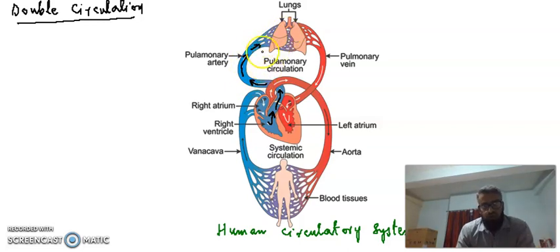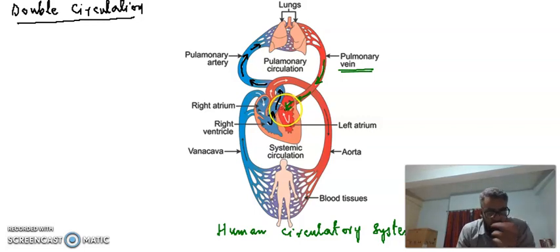This deoxygenated blood is transported to the lungs. Inside the lungs, the oxygenation of this deoxygenated blood occurs, and the oxygenated blood, which is shown by the red color here, comes out of the lungs through pulmonary veins. These are the pulmonary veins. And these pulmonary veins transport this oxygenated blood to the left auricle of the heart.